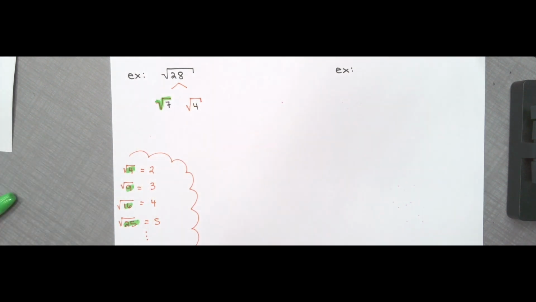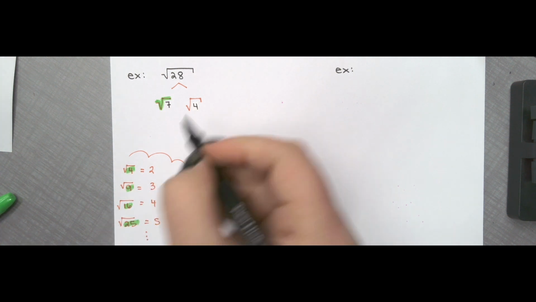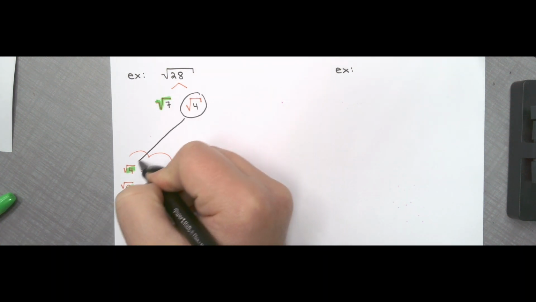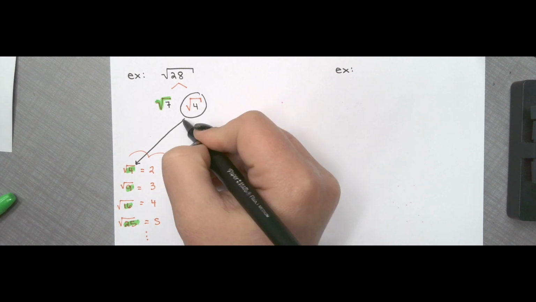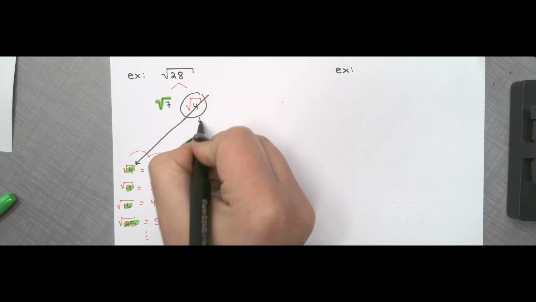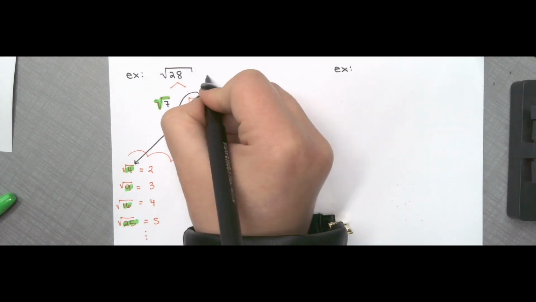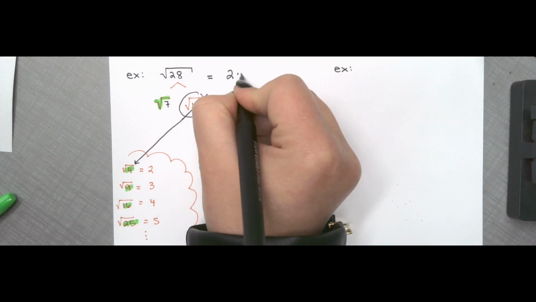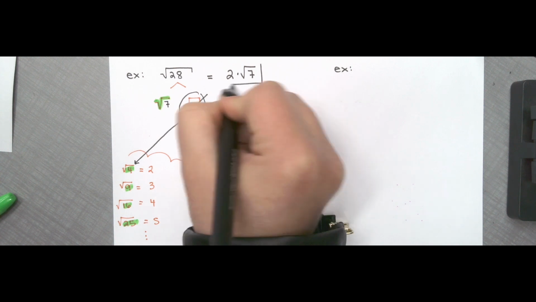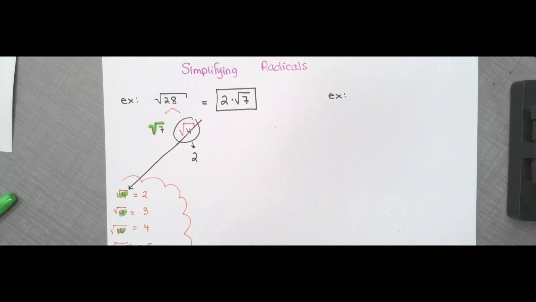I'm happy with that because guess what? 4 is one of my perfect squares. And we know that the square root of 4 is 2. So then to simplify your radical, you're going to have 2 times the square root of 7, which is left over, as your answer. And again, I feel like you're okay with this. What we struggle with is something that looks like this.